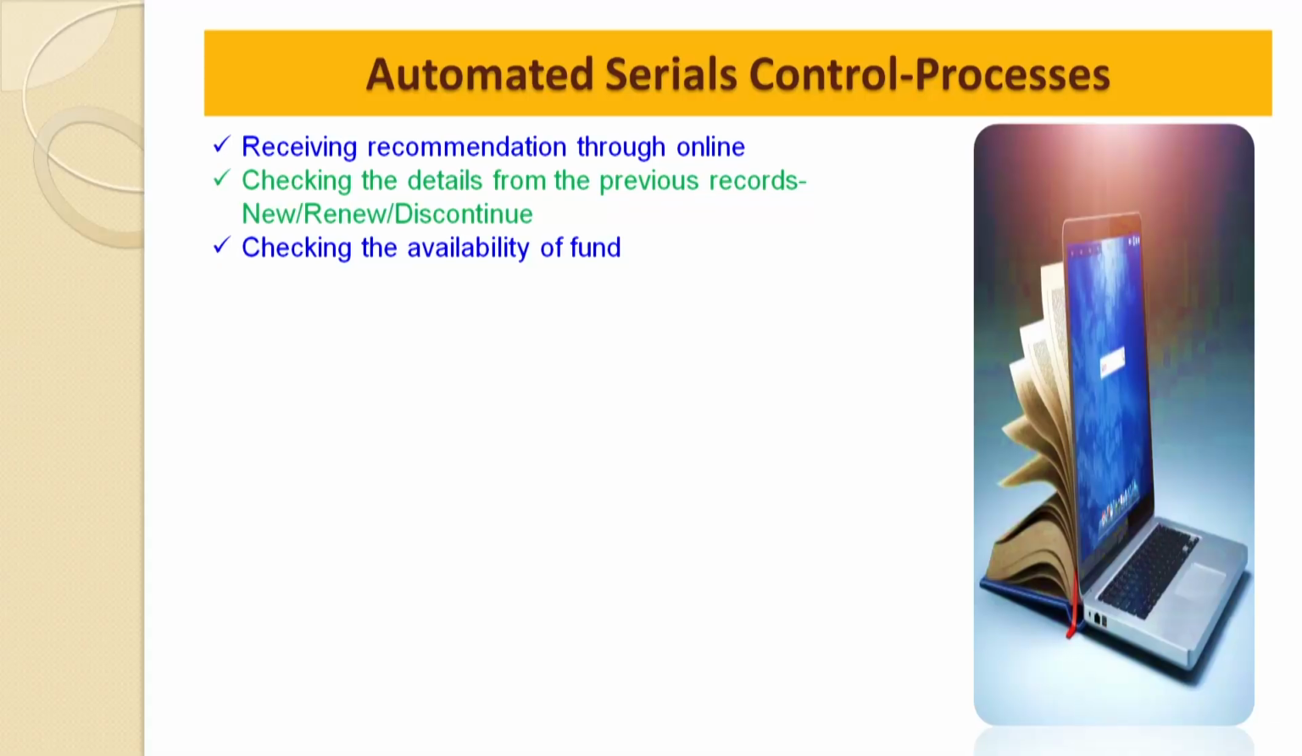When we follow this automated mechanism in a serial control division, the first thing, as I told you, is that we need to receive a recommendation form. In a manual system, we receive the recommendation form in printed form. But when it is automated, you can receive such suggestions or recommendations through an online form. So it can be checked easily through the computers how many resources you have, because you already have the holdings of serials. So this can be cross-checked with the recommendation given by a user.